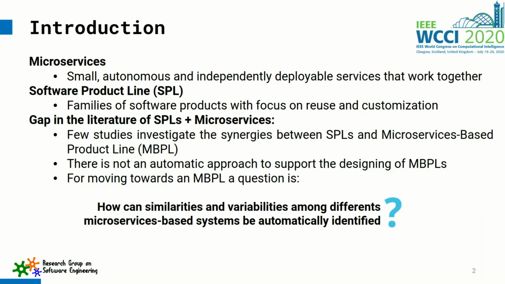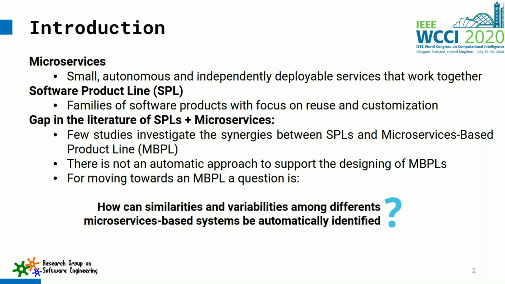In this work we bring together two different concepts: microservices, which is an architectural style to develop an application composed of a set of small, autonomous and independently deployable services that work together, and software product lines, an approach to create a family of software products mainly with focus on reuse and customization.